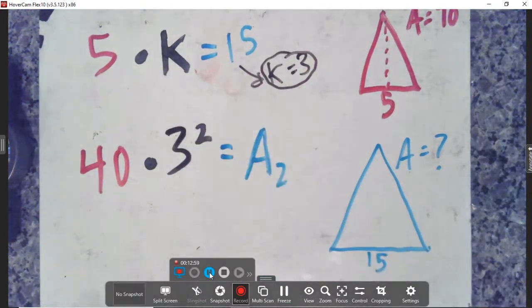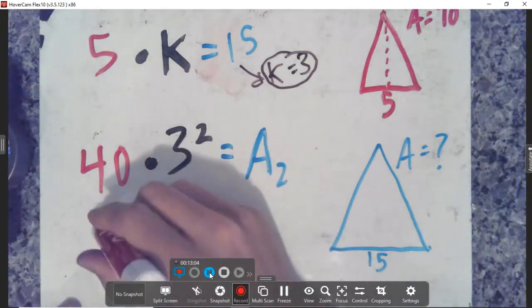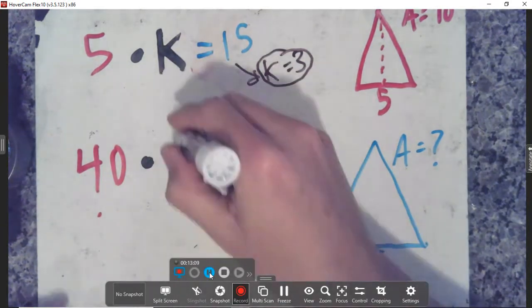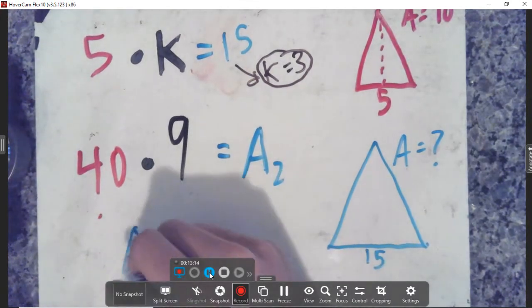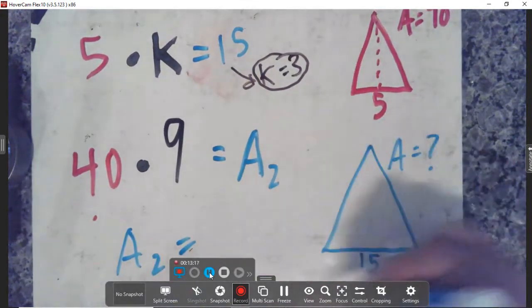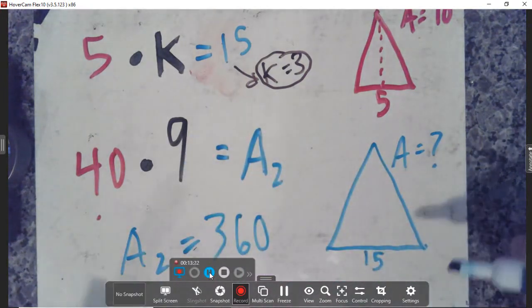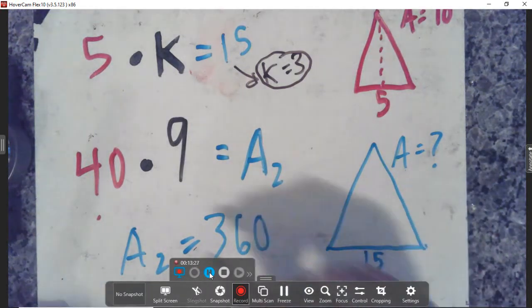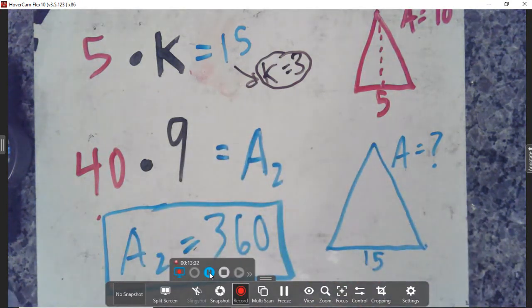Note you have to put in that 3 squared part. So you've got 40 times 9, since 3 squared ends up just being 9. And therefore your area of the second shape is 40 times 9, which would get you 360 units. I didn't include units, but this would be whatever those units are squared. So that is the area, and that's how similar figures and area and scale factor and length all relate to one another.